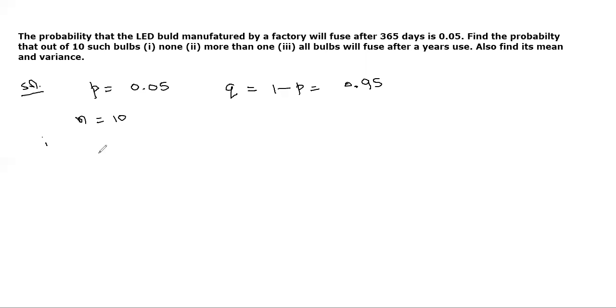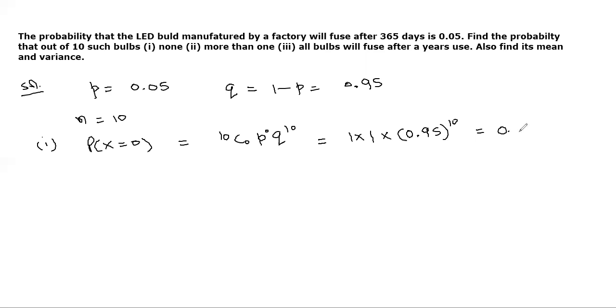In case 1, the probability that none of the bulbs will fuse after 1 year's use, so probability of 0 fuse. So this answer should be 10C0, p raised to power 0 and q raised to power 10. 10C0 is 1, p raised to power 0 is also 1. So the answer is 0.95 raised to power 10 eventually. This can be calculated using a simple calculator, or you can leave it like that as well.